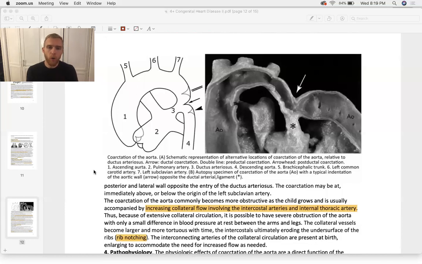A preductal coarctation is right here, and as you can tell, it's immediately before where the ductus arteriosus closes. So let's say you have an infant, and they're born and they seem reasonably healthy. And then all of a sudden their ductus arteriosus closes. Well, if they have a preductal coarctation, all of a sudden you can't push blood past that. So the infant's just immediately going to get cyanotic in the lower extremities.